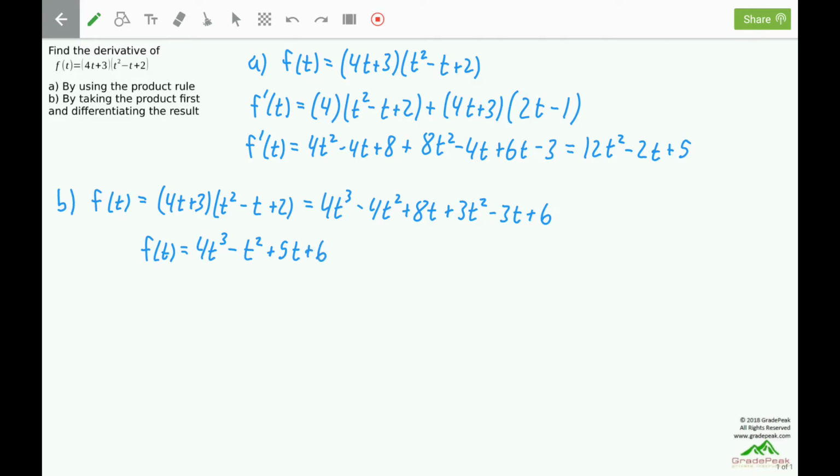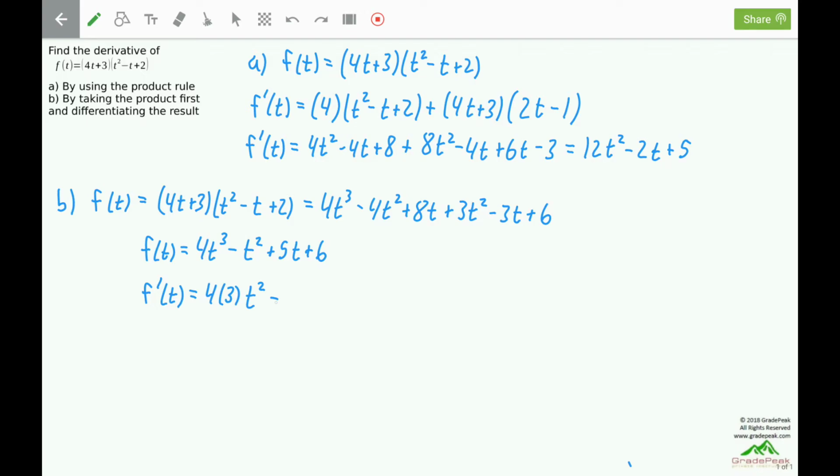Now that we've taken the product, we can find the derivative by taking the derivative of each of these terms and adding or subtracting the results, since they are now adding or subtracting together with each other. Each derivative can be done separately. So f prime of t will be the derivative of the first term. That's going to be the power rule. So 4 times 3, subtract 1 from the power, 3 minus 1 is the t squared.